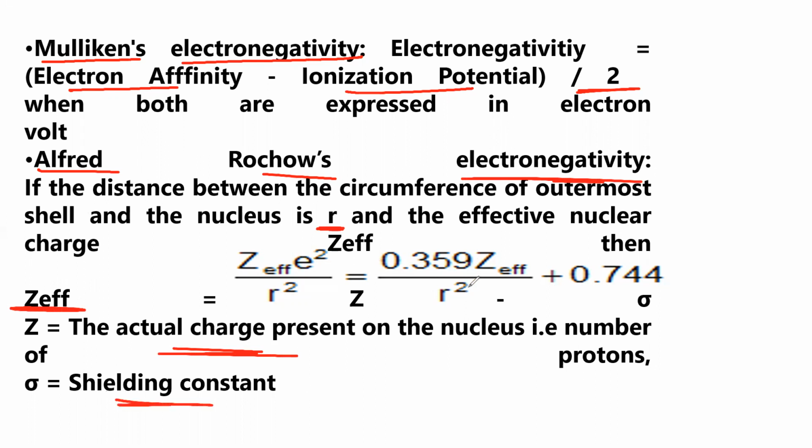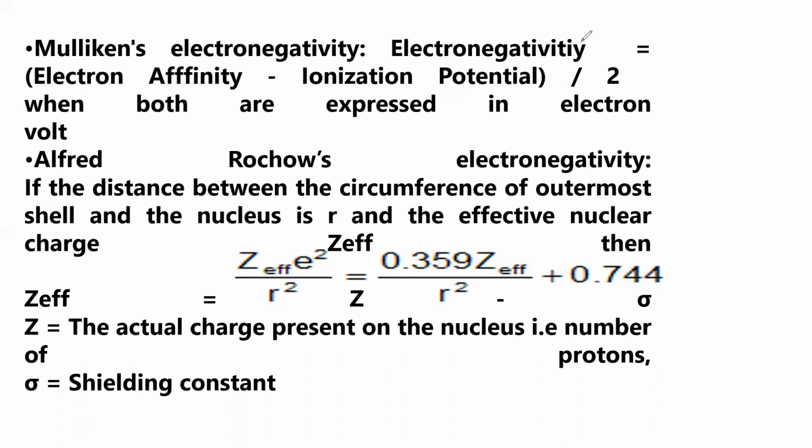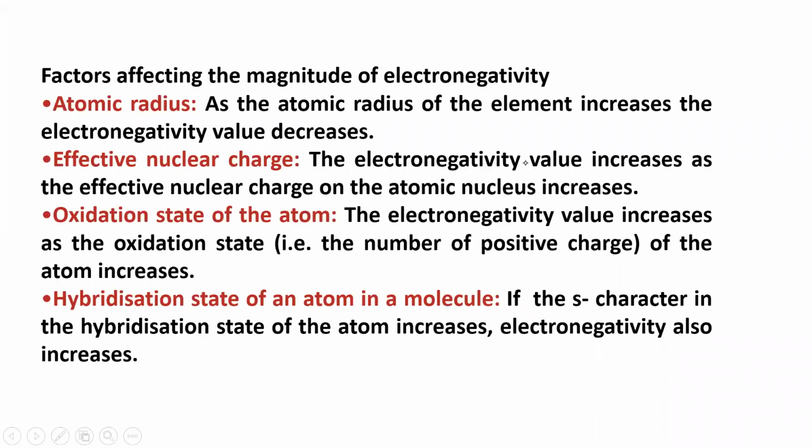So these are only formulas we have to refer to. There is no need for application of these formulas. Only the Mulliken and Pauling scales are applied. For the Mulliken scale, they will give the electron affinity value and the ionization potential value, and we have to calculate the electronegativity as their sum divided by 2. So these two formulas only will apply in the competitive examination. I hope it is clear now.